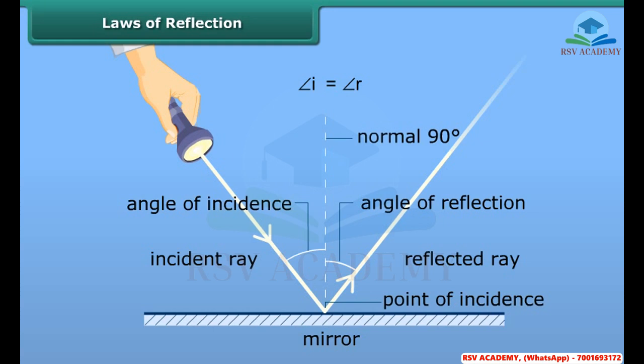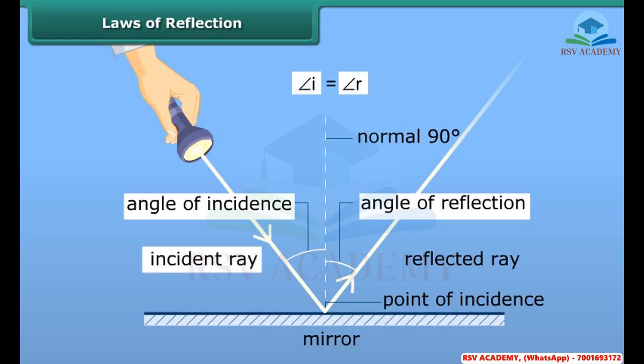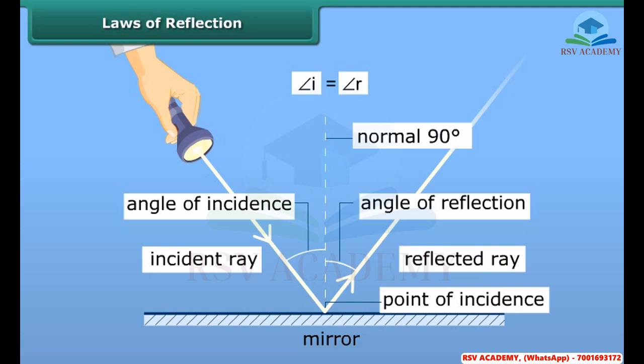According to this law, angle of incidence is always equal to the angle of reflection. That is, angle I is equal to angle R. The incident ray, the normal at the point of incidence, and the reflected ray all lie in the same plane.